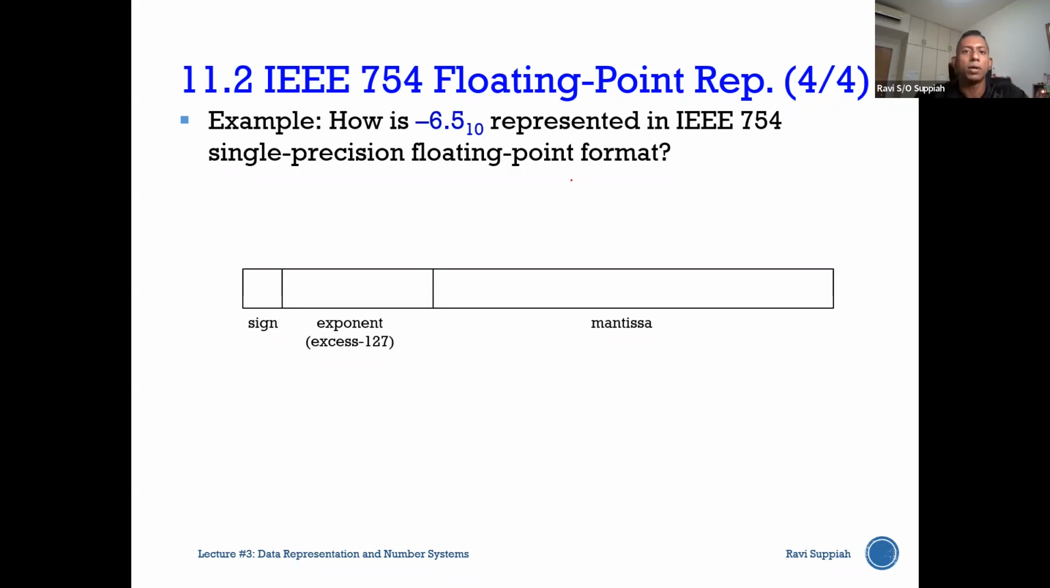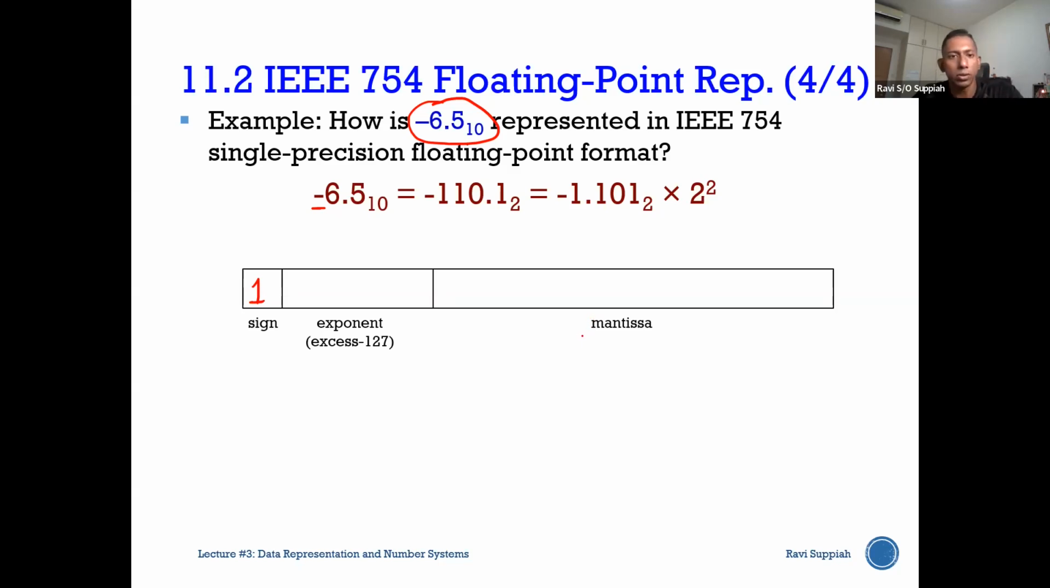Okay, so what you want to do is represent this value, negative 6.5, in this IEEE 754 format. How do I go about doing this? The first thing is the sign. The moment the value is negative, the sign bit is going to be a 1. If the number is positive, the sign bit is 0. If the number is negative, the sign bit is 1. So that is the first thing.